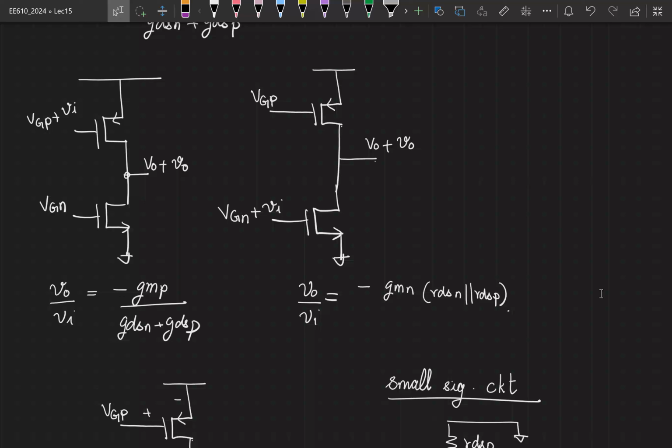In one case I have applied Vi to the PMOS side, NMOS is just under some bias condition in saturation. In the other case, the circuit looks almost similar, but Vi is applied to the NMOS side. Right? If you see these two, what is the next configuration that you would want to come up with? Right? Why not apply Vi to both? So let's try that out.